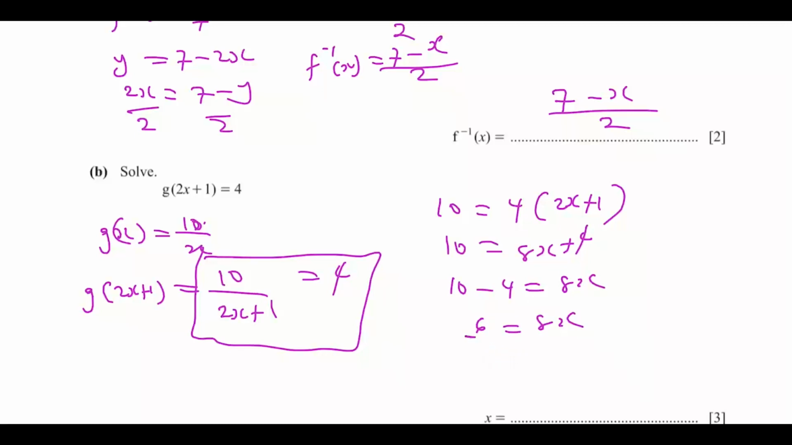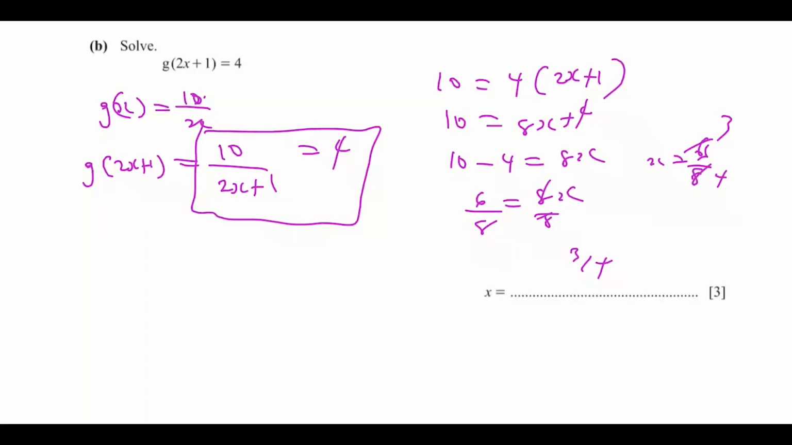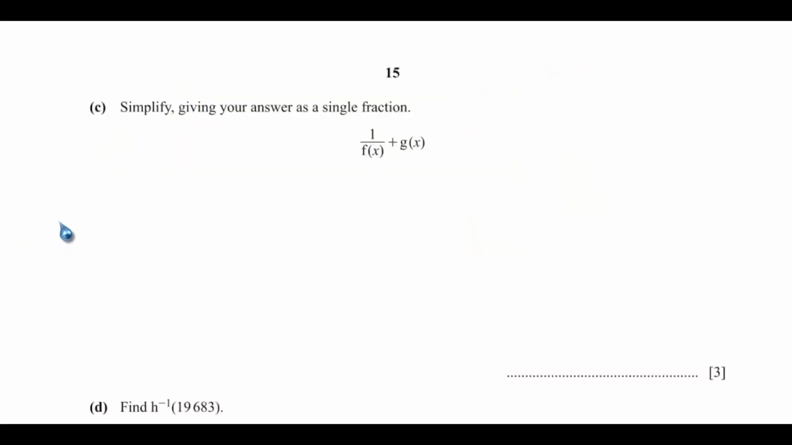If you divide both sides by 8, you have x equals 6 over 8, which you can write as 6 over 8. So 2 here, 3, 2 here, 4. So x will be equals to 3 over 4, and that should be 0.75. Okay, so let's go to the next part of the question.